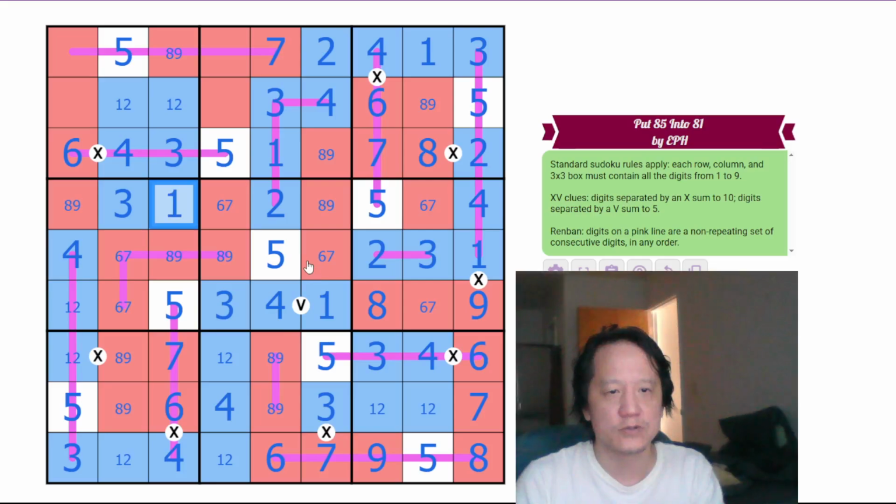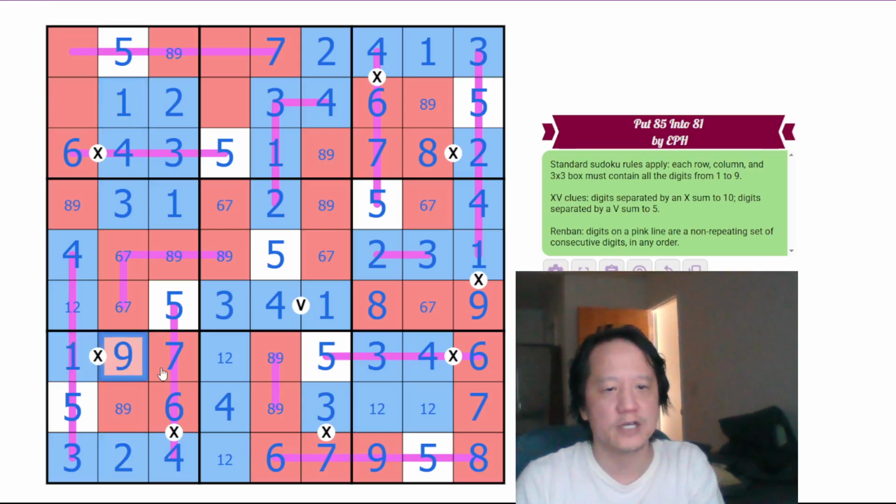2 eliminates 2 here, so it's 1. 1 eliminates 1 here, so it's 2 and 1. 1 eliminates 1 here, so it's 2 and 1. 1 and 9 add up to 10. 1 eliminates 1 there, so it's 2. 2 eliminates 2 here, so it's 1 and 2. 2 eliminates 2 here, so it's 1 and 2.